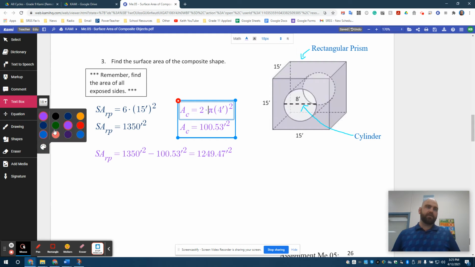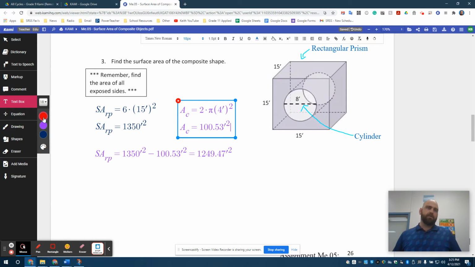All right, I changed that color there by accident. Let's change it, see if we can get it back. This will work. There we go. There, got it back to red.